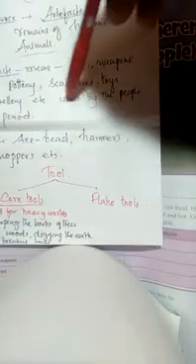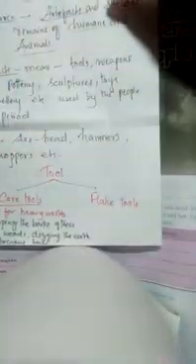So what are the tools they used? Tools like axe heads, hammers, choppers, etc. All these tools are made of stones, not from any metal. That's why the name of this age is Stone Age.